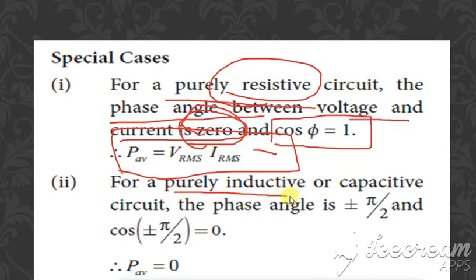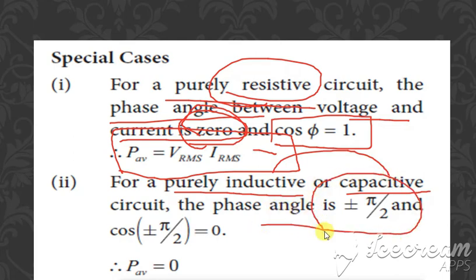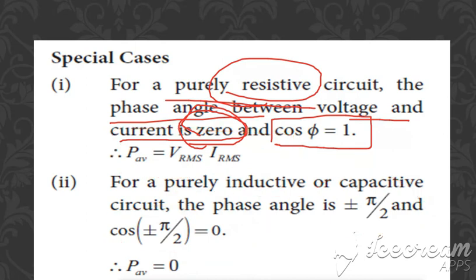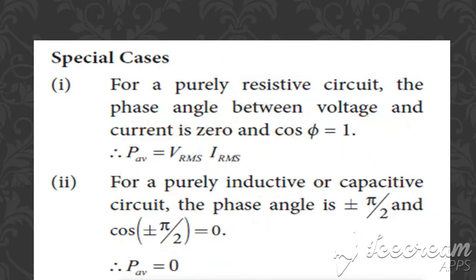Next, purely inductive or capacitive circuit. In a purely inductive or capacitive circuit, the angle is pi by 2, and the value of cos pi by 2 is 0. The formula is P average is equal to Vrms Irms cos phi, and cos phi becomes 0, so this fully becomes 0. So power average is equal to 0. Clear with this condition? For a resistive circuit, the angle is 0, cos phi is 1, and so power is Vrms into Irms. For an inductive or capacitive circuit, the angle is pi by 2, cos pi by 2 is equal to 0, and so power average is equal to 0.